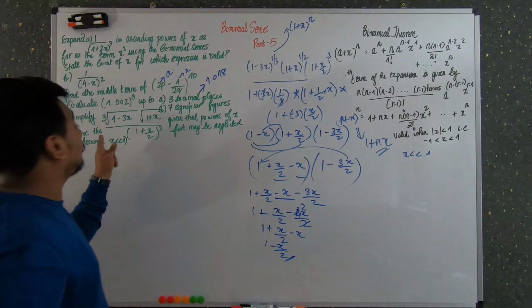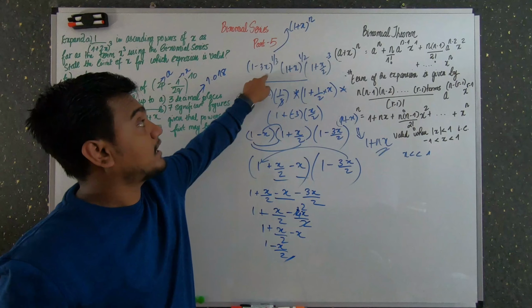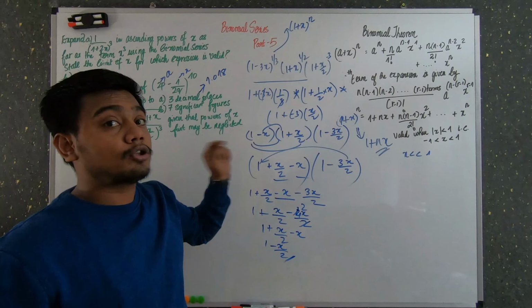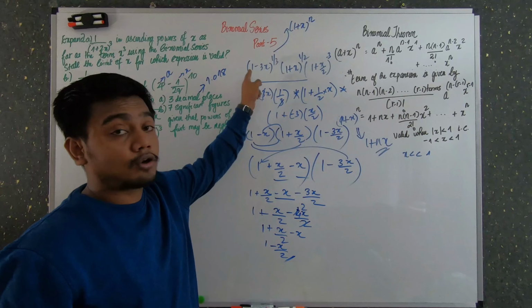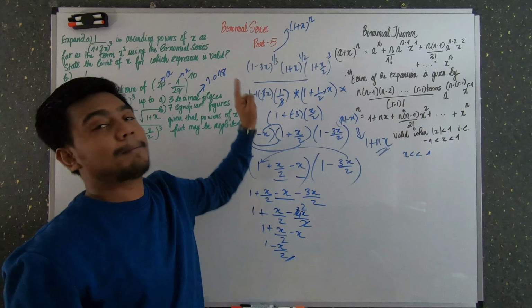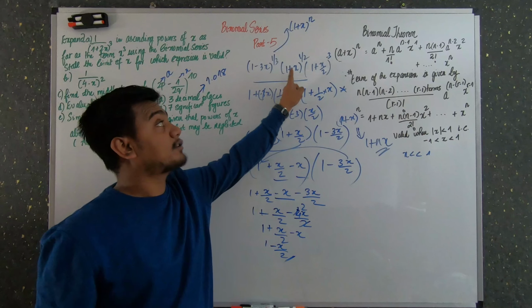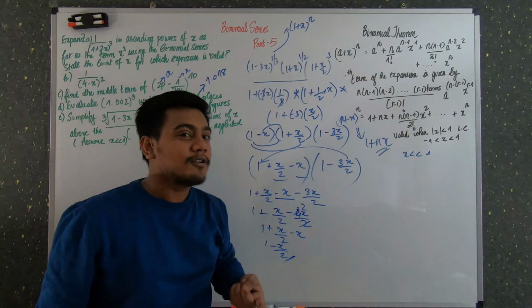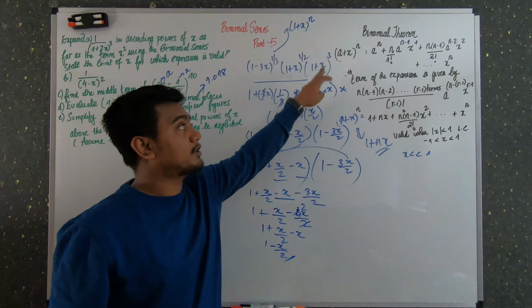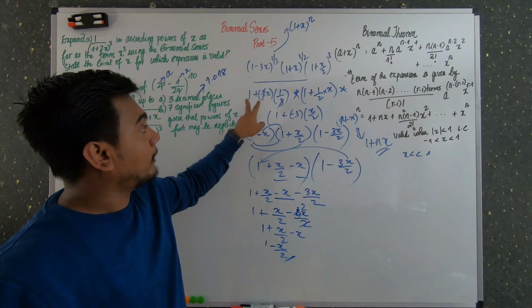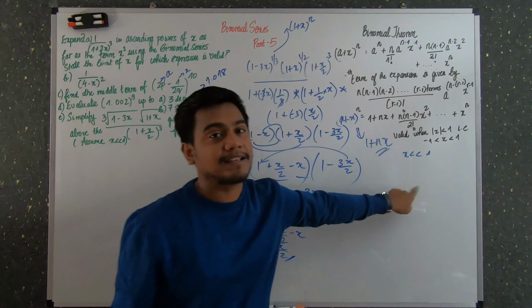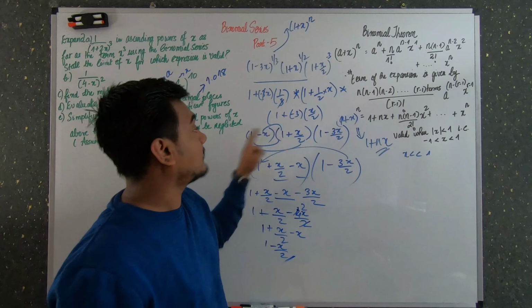Let's discuss once more what the steps are. 1 minus 3x the whole raised to 1 by 3, because I wrote the cube root of 1 minus 3x, you can write it as 1 minus 3x the whole raised to 1 by 3. Again, square root of 1 plus x, you can write it as 1 plus x the whole raised to 1 by 2. Again 1 plus x by 2 whole raised to minus 3. You open the brackets with the formula 1 plus nx. You substituted for all these things.